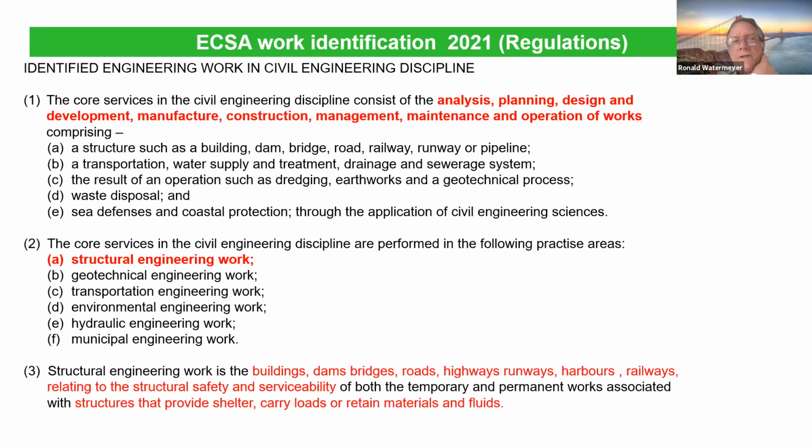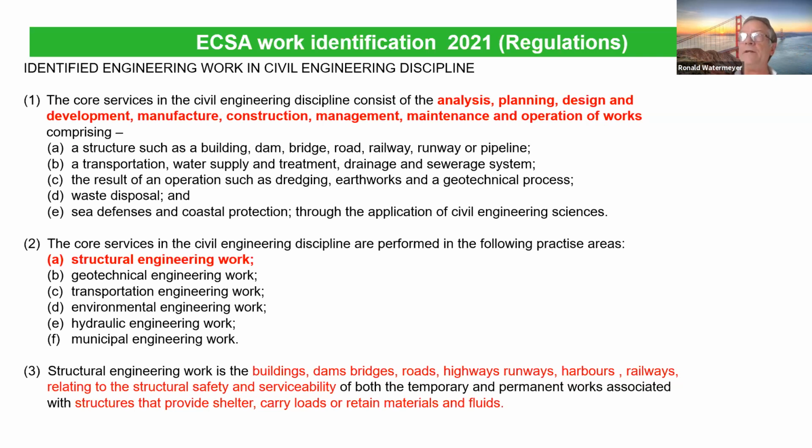But to just give you a bit of a taste, when it comes to the civil engineering discipline, they say the core services in the civil engineering discipline consist of analysis, planning, design, development, manufacture, construction, management, maintenance, and operation of works. And there they list a whole lot of types of civil engineering work: structures, transportation, supply and treatment systems, and a range of operations such as dredging, earthworks, waste disposal.